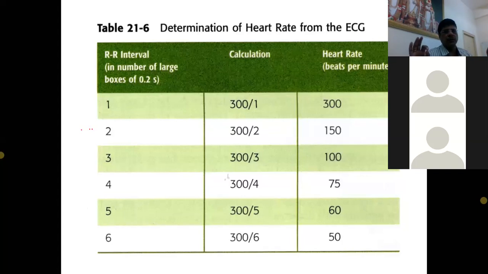So you look at the number of large boxes between two successive R waves, and if it is 1, 300 by 1 will be 300. If it is 2, 300 by 2, it is 150 beats per minute, and so on.